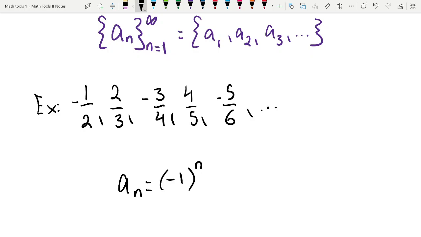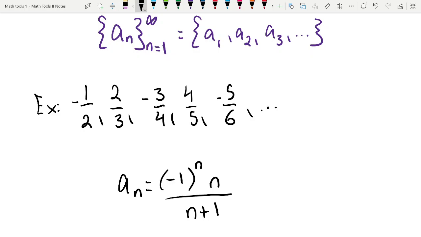Now we want to look for some kind of relation between the numbers here. We can see that the numbers on top are always going up by 1. The numbers on bottom are always going up by 1. Also, the numbers on the bottom are 1 more than the numbers on the top. So for this one, we could simply do n, because it does start at 1, over n plus 1. Then when n equals 1, we'll have -1/2. When n equals 2, we'll have 2 over 3, etc. So that's all we would do for this one. We'd come up with this formula.